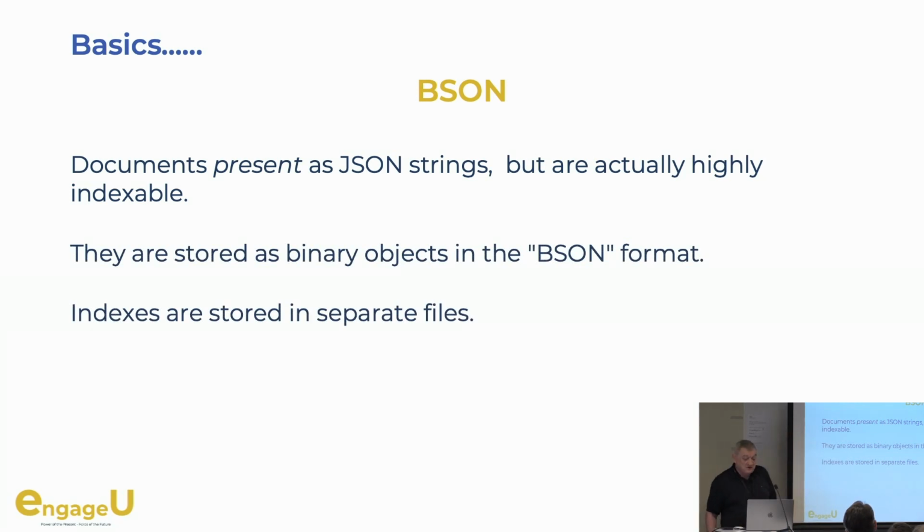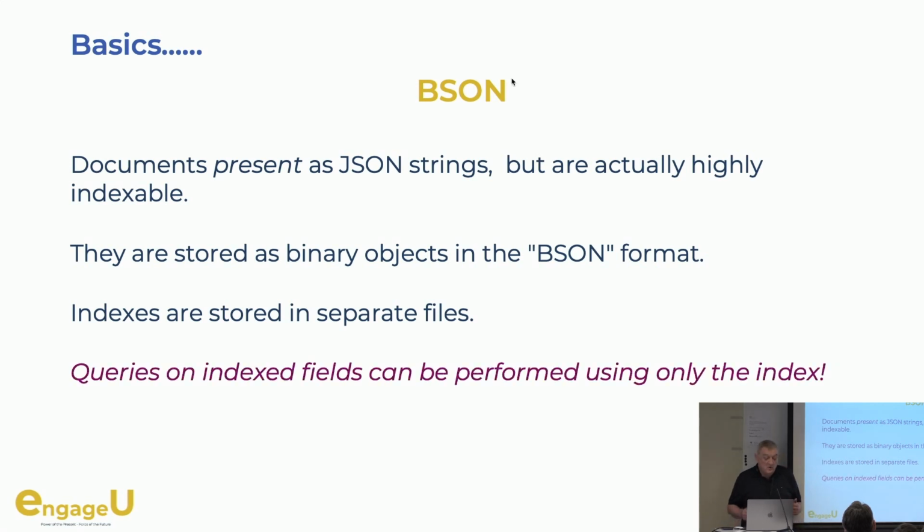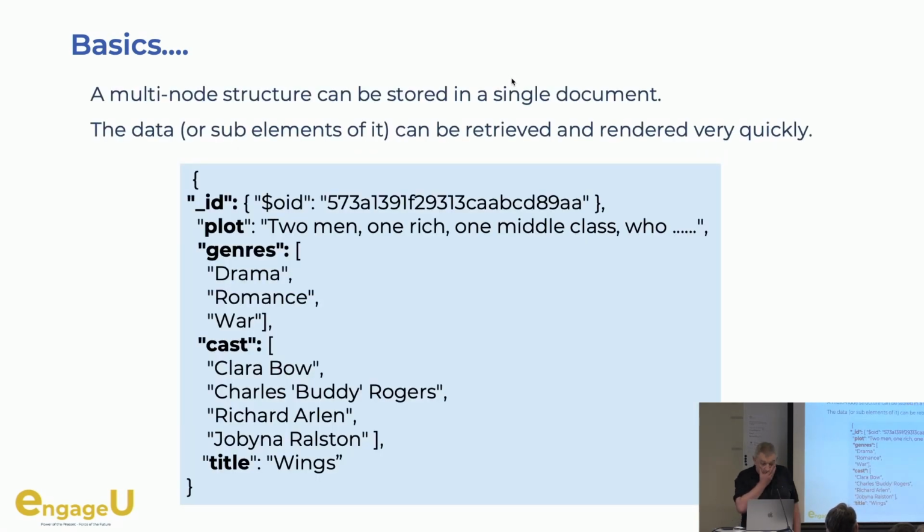They're stored as binary objects, and you can specify whatever indexes you want, and the indexes are stored in separate files. And more importantly, if you run a query that's based only on index fields, it only needs the index to get you the answer back. It doesn't need to actually go into the main data store at all. And so queries based on indexes are really fast. So a multi-node structure can be just stored in a single document, as I said, and the sub-element of it can be retrieved very quickly.